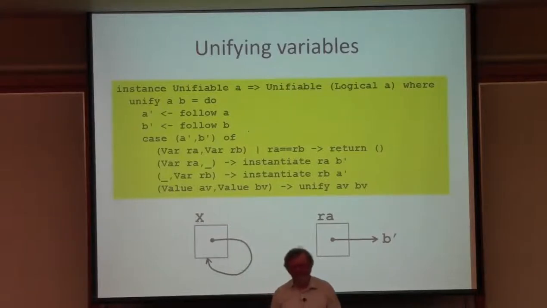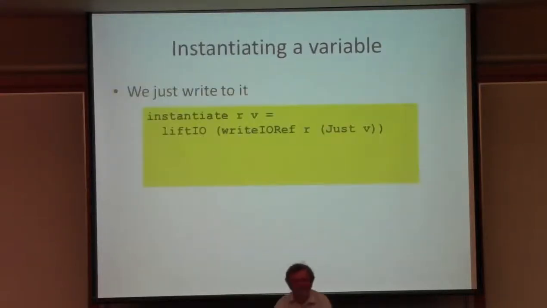So there's an important special case in unification. When you try to unify a variable with itself, don't do anything. Why is that the right thing to do? Because you don't have to do anything to make those two things equal. They already are. They're the same variable. So that's how we unify variables.